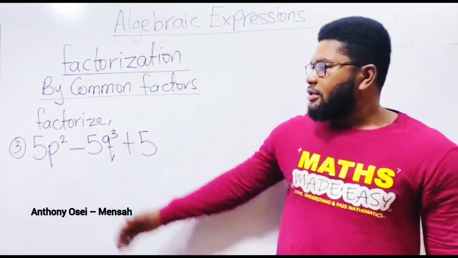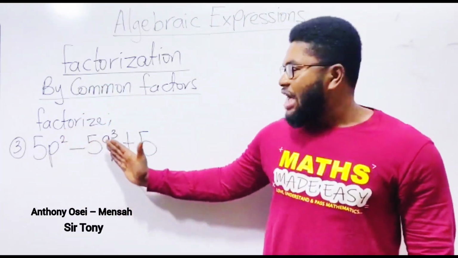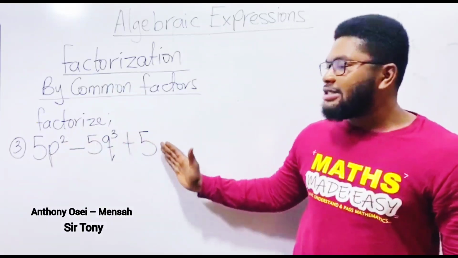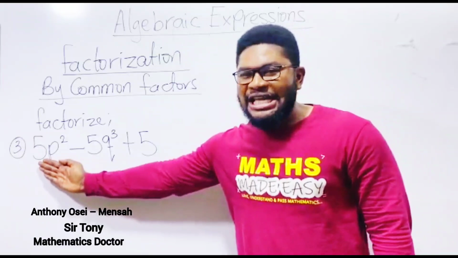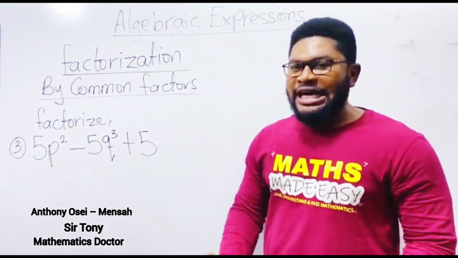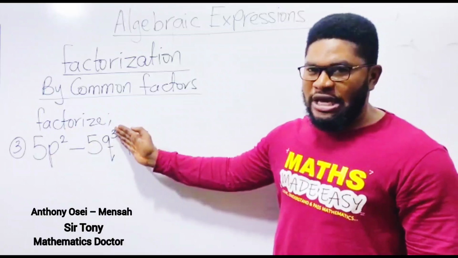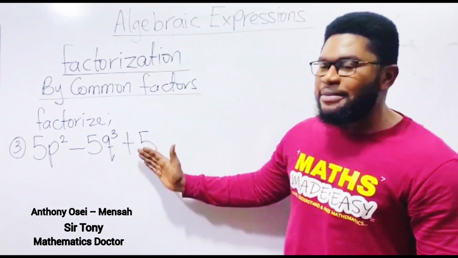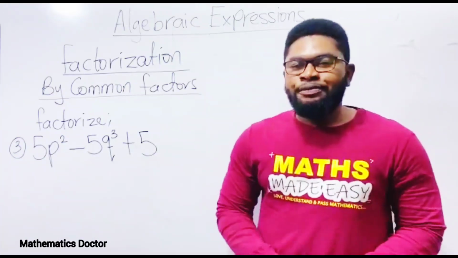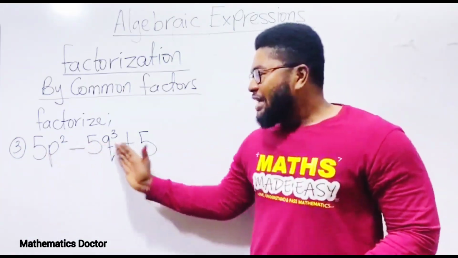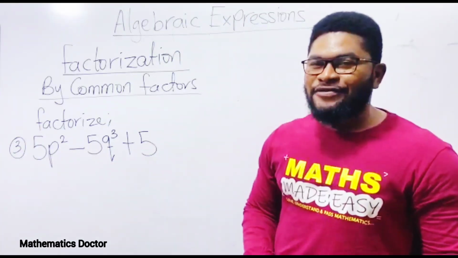Example number 3. Factorize 5p squared minus 5q cubed plus 5. In this expression, we can see that the first term is 5p squared. The second term is minus 5q raised to the power 3. And the last term is plus 5, or positive 5. Now, if we check, the highest common factor will be 5. So then we'll factorize 5 out.